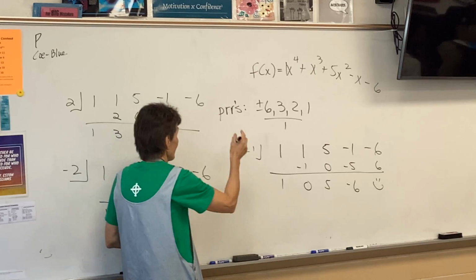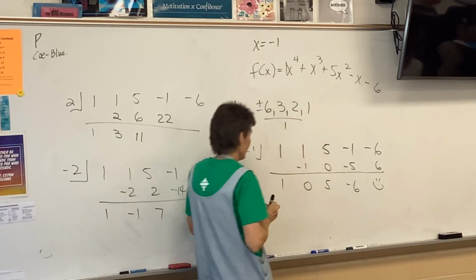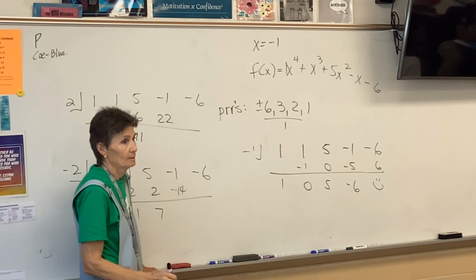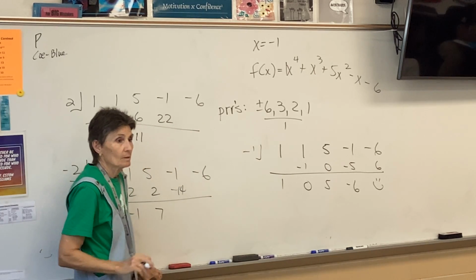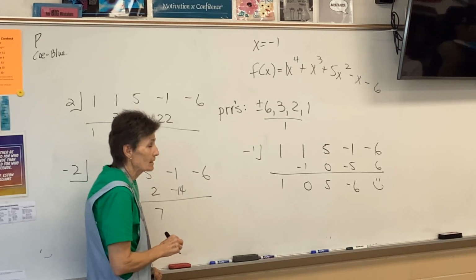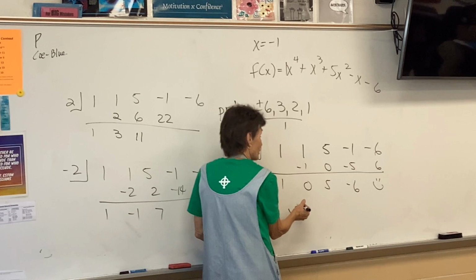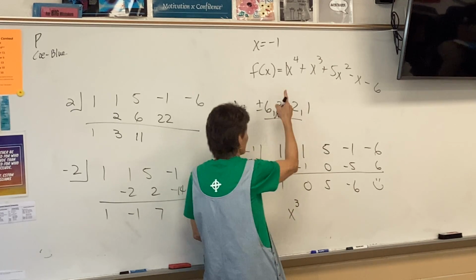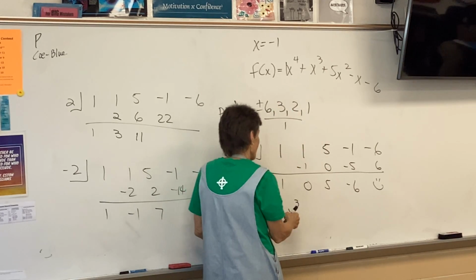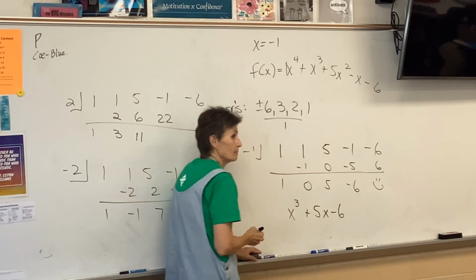So I'm solving, so one of my answers is -1. Perfect. All right? What happens now? Let's see what's left. x cubed, remember the original was a 4, plus 5x minus 6.